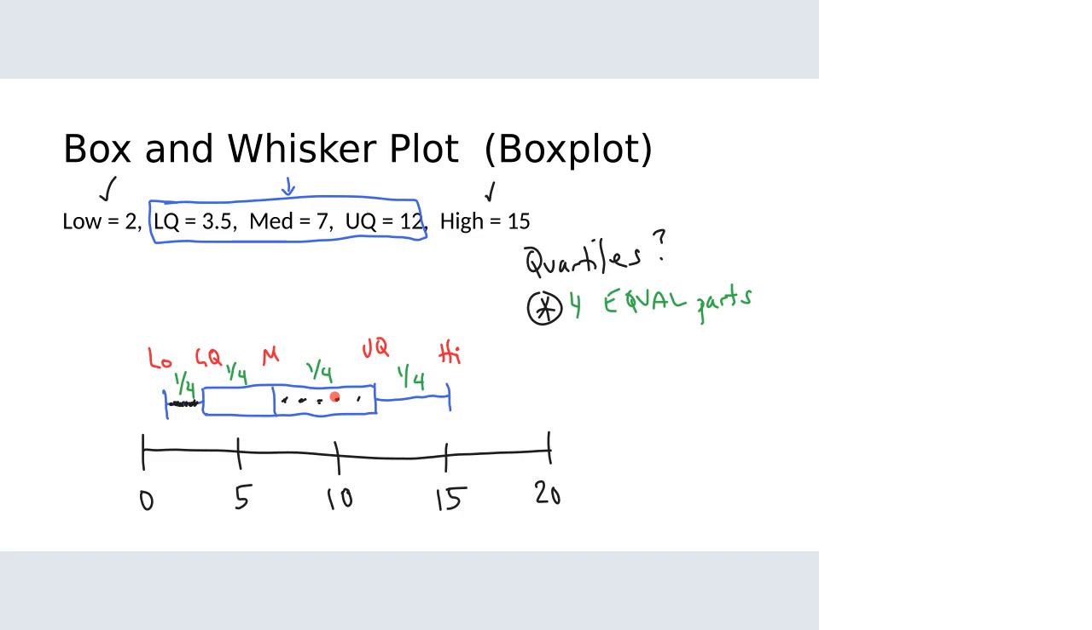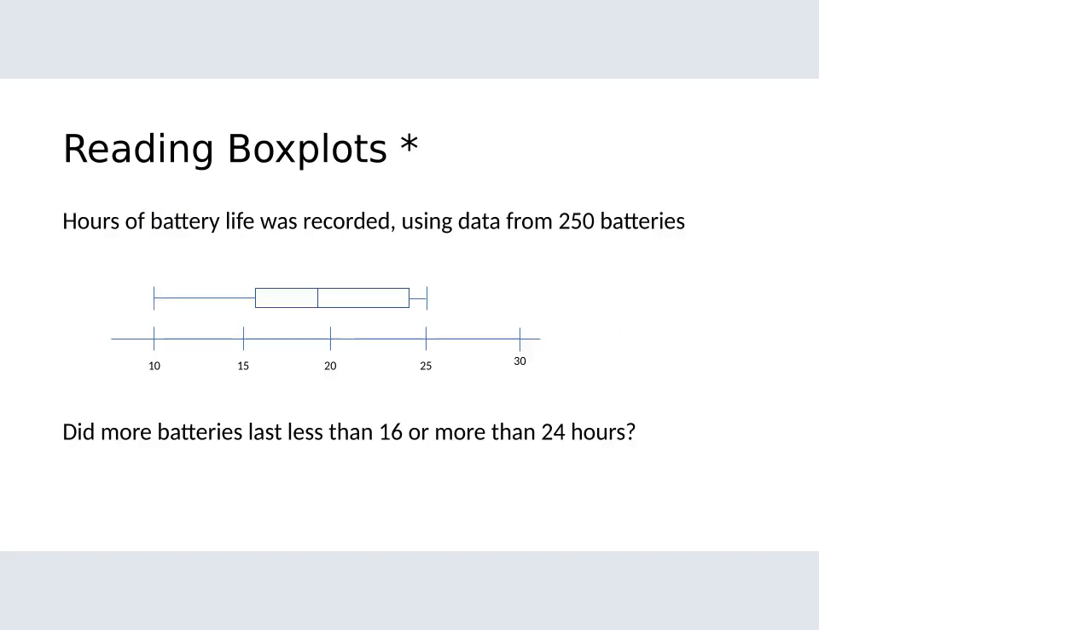I'm going to ask you some questions about box plots and see how we're doing with the concept in general. Here's the first of those questions. Hours of battery life was recorded using data from 250 batteries. So 250 batteries were studied. We figured out how long they lasted, with 10 hours being the shortest battery life and 25 hours being the longest battery life. And I have a poll question for you here that I'm going to ask about this box plot.